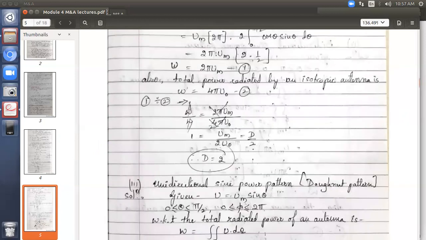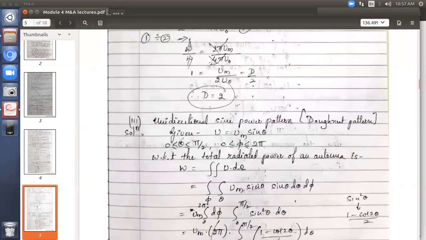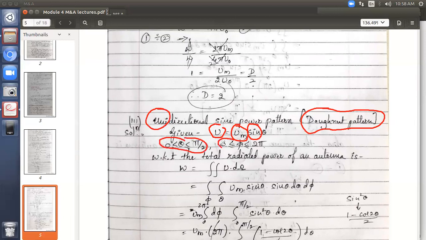Similarly, let's go for next question. Unidirectional sine power pattern. We also call this donut pattern. Sine pattern is called donut pattern. So again, try solving this. We will start with the given equation. U is equal to Um. This time it is a sine theta. Earlier it was cos theta. And one more data is given to you. Unidirectional theta range is pi by 2. Phi range is 0 to 2 pi.